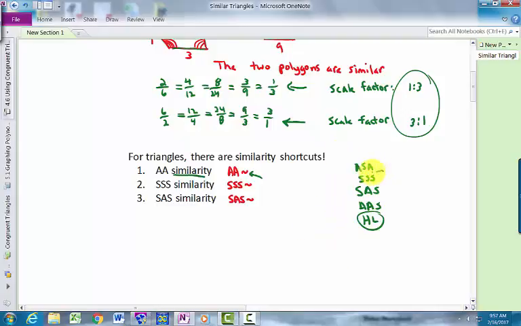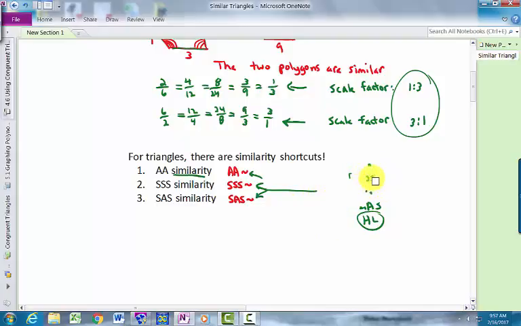Well, if you notice here, you got side, side, side, and side, angle, side, and then you see these over here. Side, side, side, and side, angle, side. These are not the same. They don't mean the same exact thing. Okay, they may actually mean something entirely different. So let's take a look at what they mean.